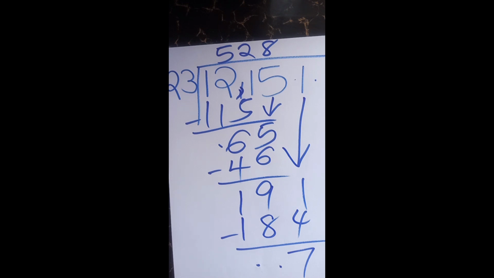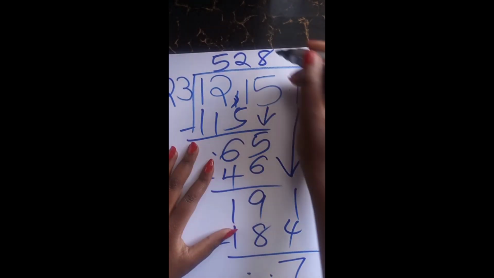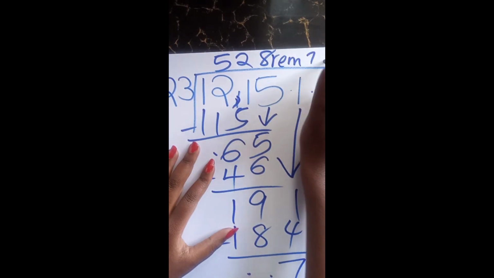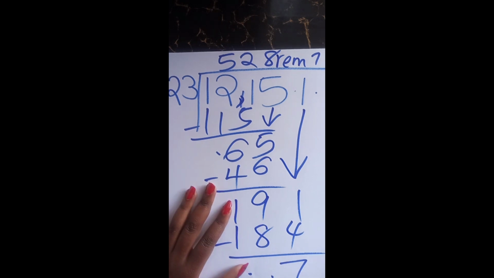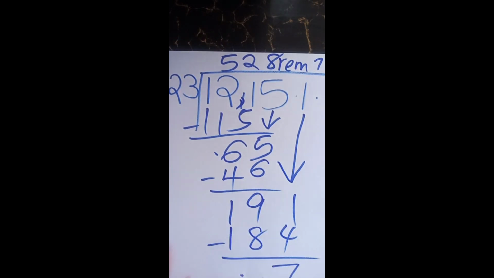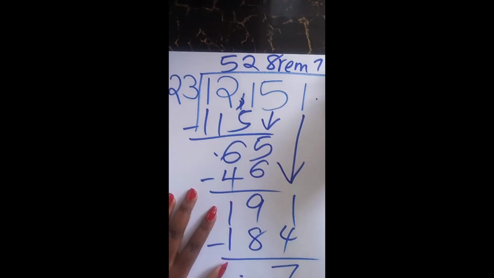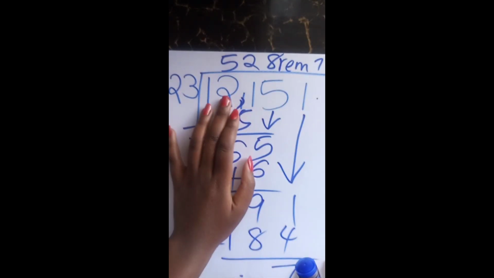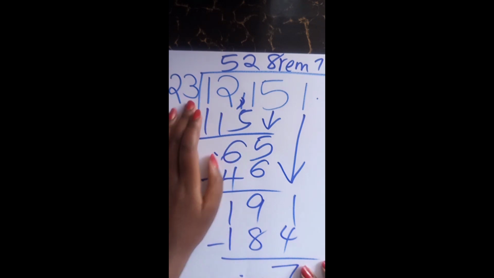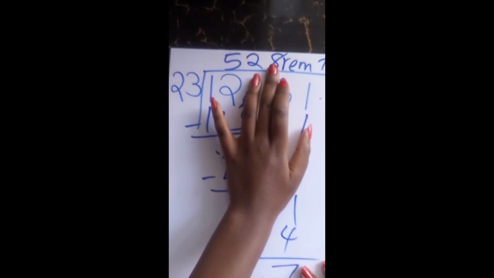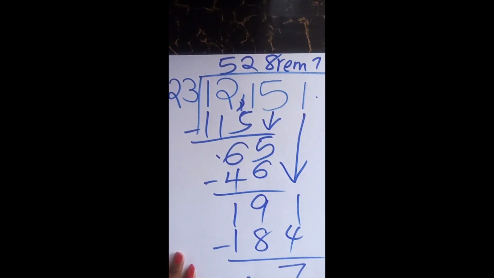So the answer to this question is 528 remainder 7. Okay, we have a remainder here because we don't have anything else to drop down. So let me repeat one last time. The question is what we call the dividend. This is what we call the divisor, and this 528 is what we'll call the quotient.